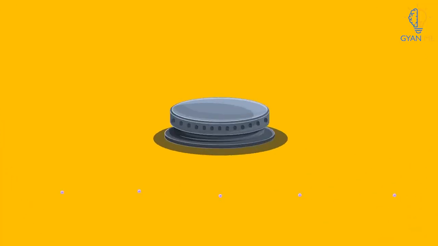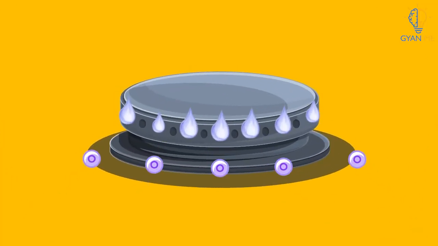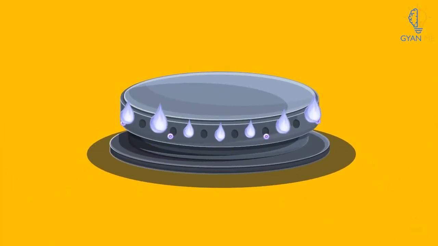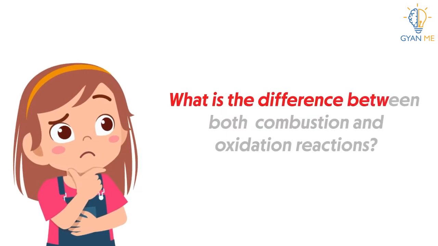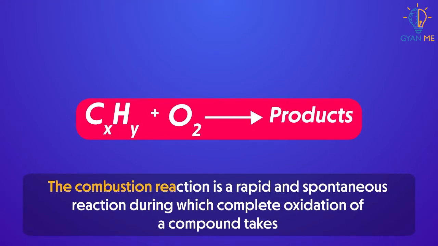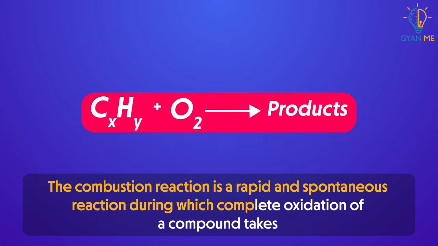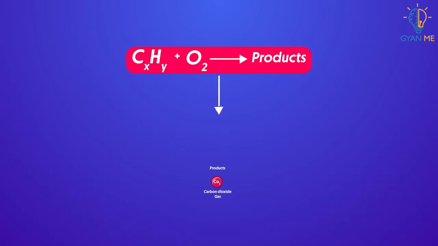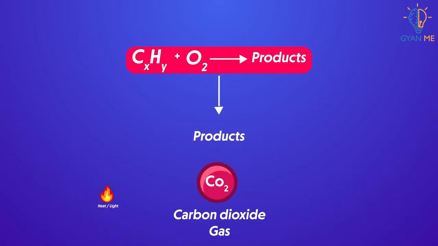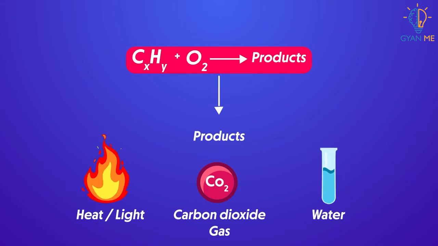But wait, can you recall that even during the combustion of carbon compounds, they reacted with oxygen atoms? So what is the difference between combustion and oxidation reactions? Let us know. The combustion reaction is a rapid and spontaneous reaction during which complete oxidation of the compound takes place and carbon dioxide gas along with heat, light or water is produced.